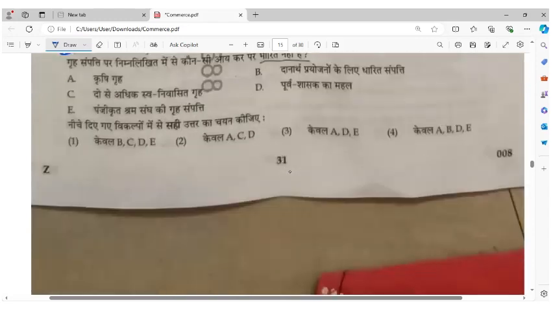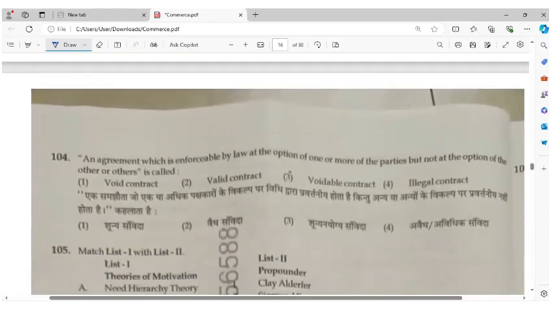Yes. Now the next question, question number 104: an agreement enforceable by law at the option of one or more of the parties, but not at the option of the other or others, is a voidable contract.